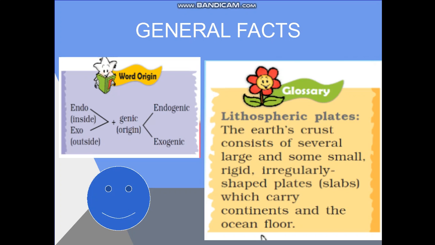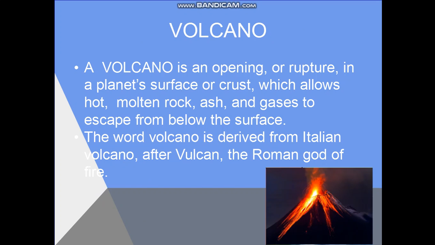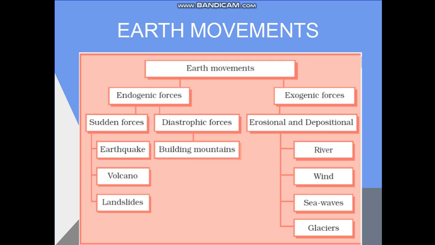Lithospheric plates. The earth's crust consists of several large and some small rigid irregularly shaped plates known as slabs, which carry continents and ocean floors, which are also known as tectonic plates, as we have learnt before. Now, as we have seen the earth movements, in the sudden forces we have seen earthquake, volcanoes and landslides. So let's see about them deeply.